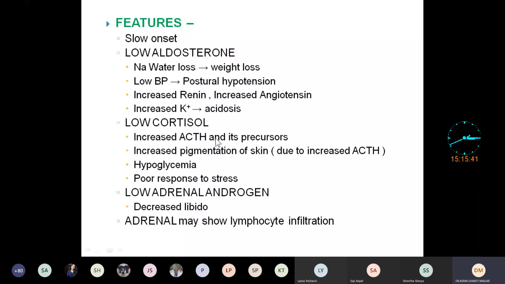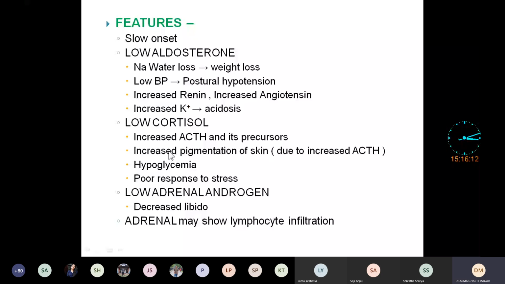With low cortisol, there is increased ACTH and its precursors. So whenever the cortisol level is low, ACTH from the pituitary will be increased, along with its precursors. Because of the increased ACTH, as I told you in Cushing syndrome also, there was pigmentation, isn't it? So there will be increased pigmentation of the skin, because as a byproduct of ACTH, melanin stimulating hormone is produced. That's why there is increased pigmentation of the skin.